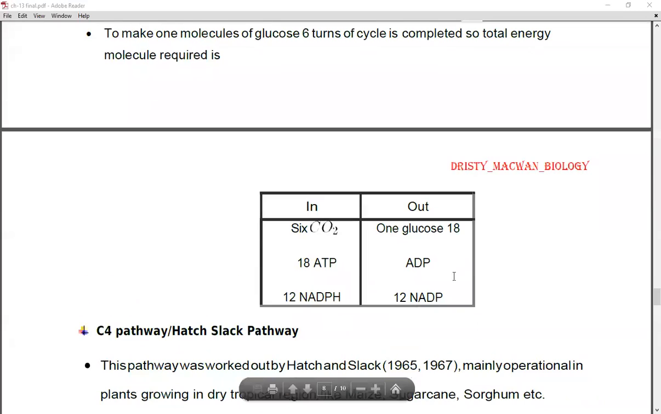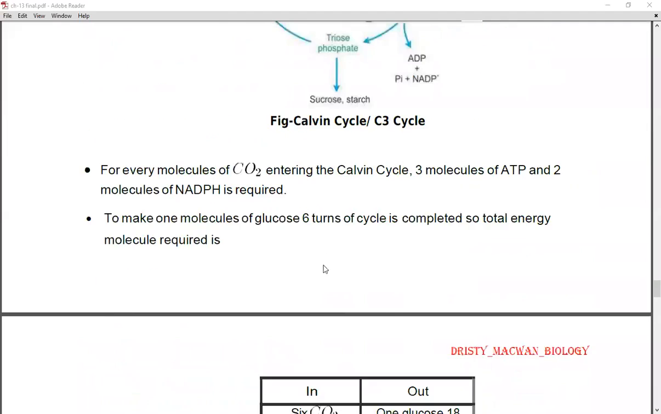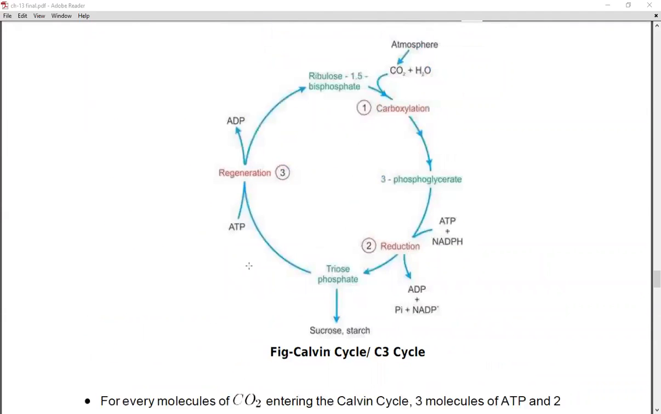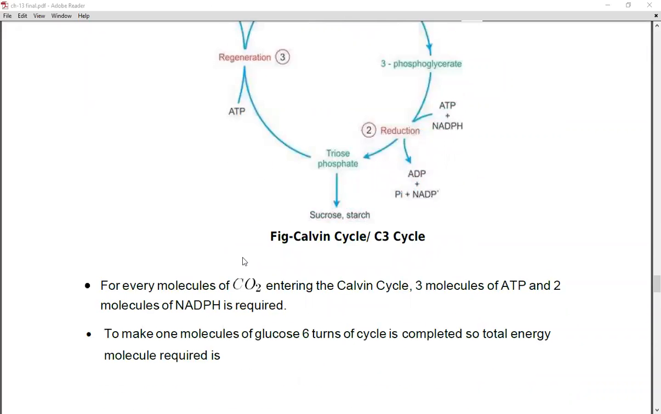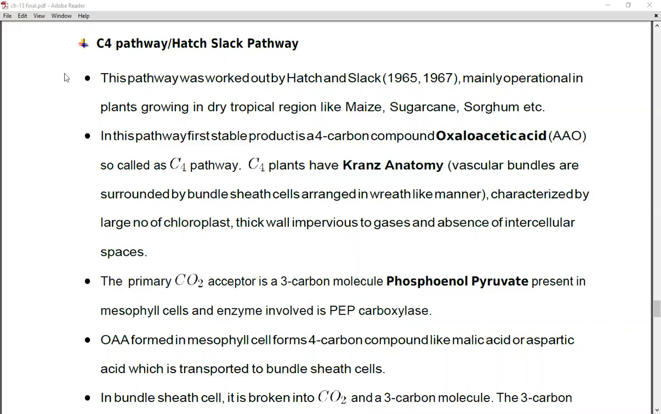So this is the calculation for the 6 molecules of CO2, which is going to form 1 molecule of glucose. So this is all about the first topic of today, and that is the Calvin cycle. The next topic is the C4 pathway, which is also known as the Hatch-Slack pathway.